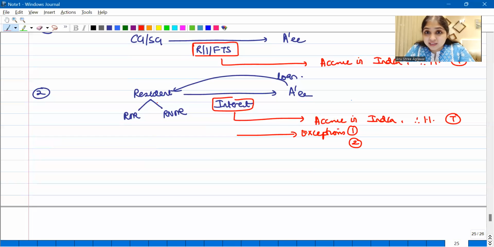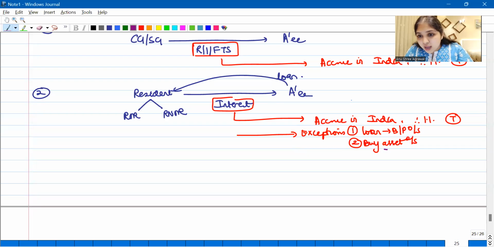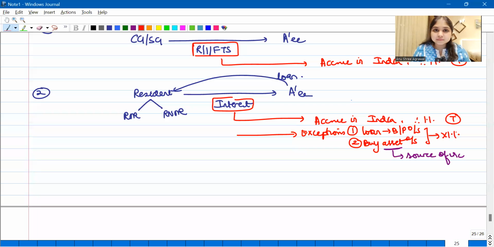First exception, is the resident using the loan for a business or profession outside India, or is he using the loan to buy some asset outside India? Asset means what? Asset means, is he using the loan to buy some source of income outside India? We have 2 exceptions. Is he using the loan to do some business or profession outside India? Is he using the loan to buy some asset outside India? If that is the case, then you will say that it is not an Indian income.